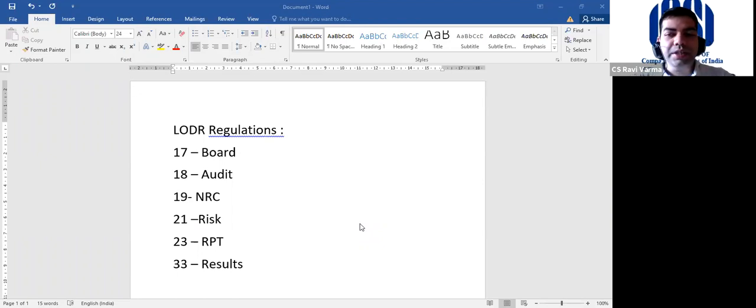Then 23 is related party transactions, because related party transactions is again an important area, including material related party transactions, etc. And then 33 relates to the results, because a listed company needs to submit quarterly results within 45 days and yearly results for the March quarter within 60 days. So we should focus more on these LODR provisions.